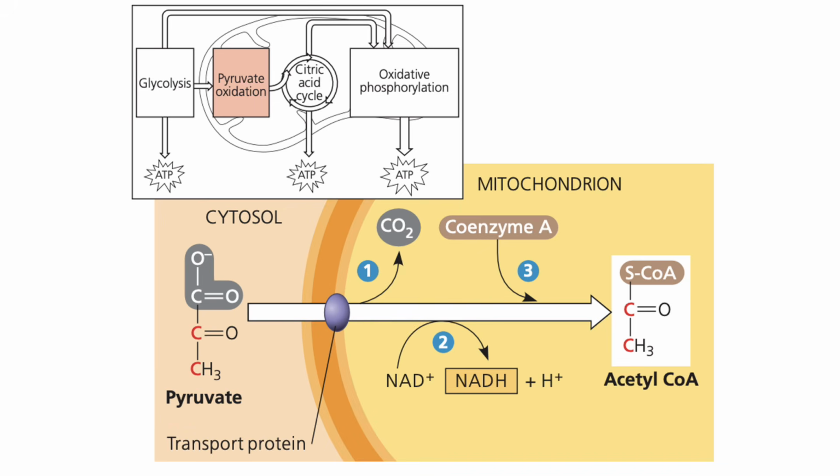Next, that pyruvate is imported into the mitochondria, where it loses a carbon dioxide, but instead gains a coenzyme A, becoming acetyl-CoA. During this process, another bond is broken, so electrons are released. You get the formation of an NADH molecule.